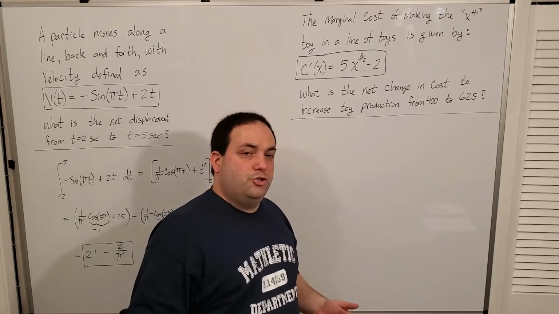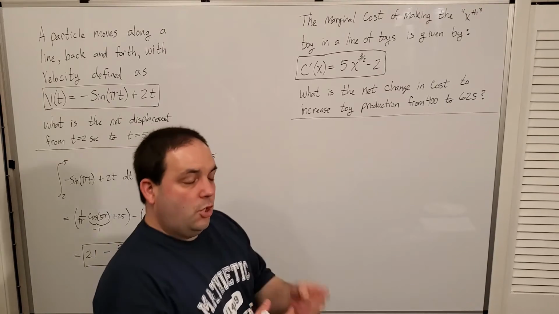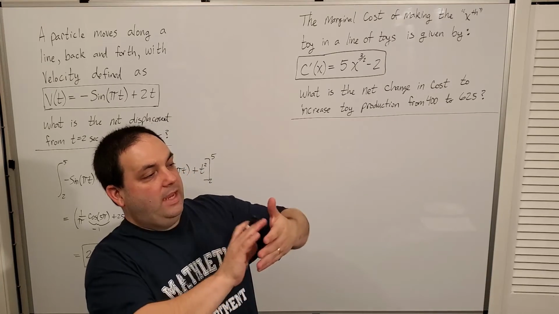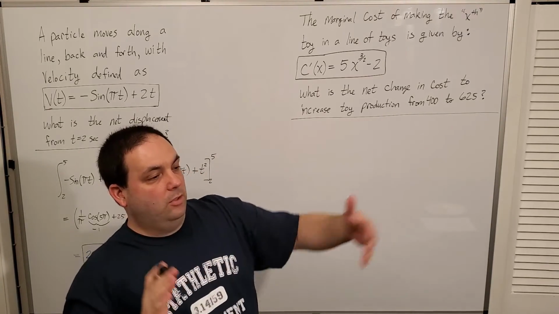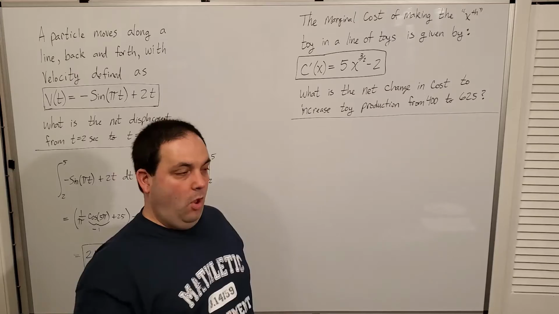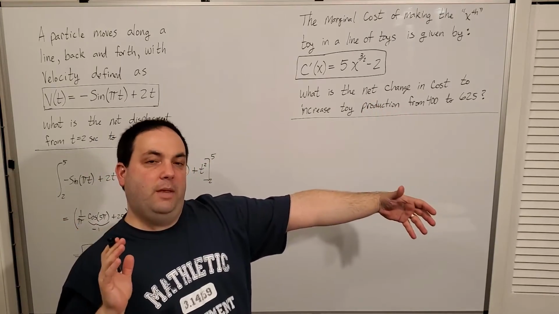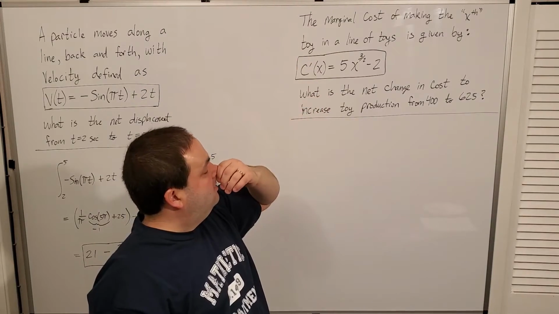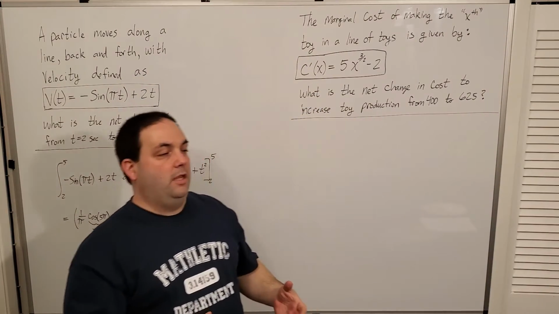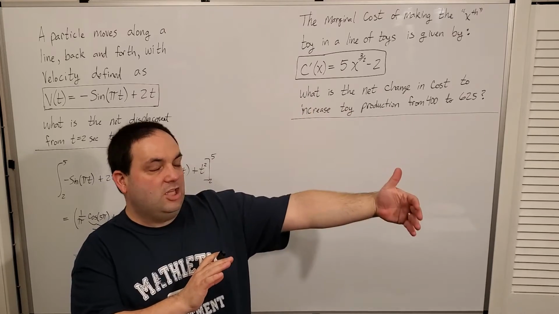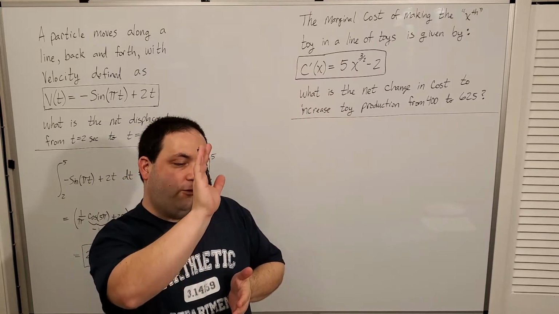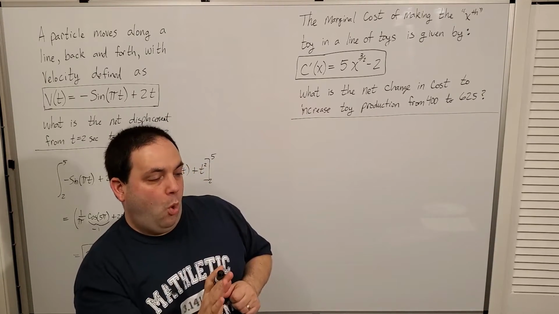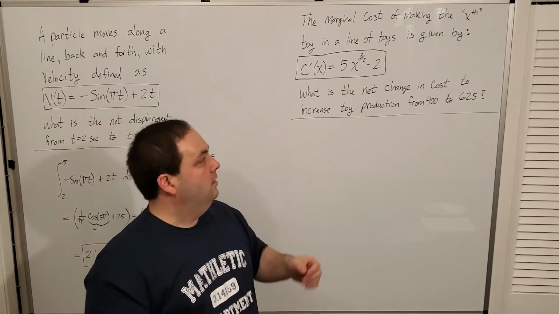Next, the marginal cost of making a certain toy, the x-th toy. In other words, I'm making a lot along a conveyor belt of action figures, right? All the same army action figure maybe. And I'm making a whole bunch of them, okay? According to this, they're saying that to make the x-th toy, in other words, to go from 500 to 501, or from 1 toy to 2 toys, okay?